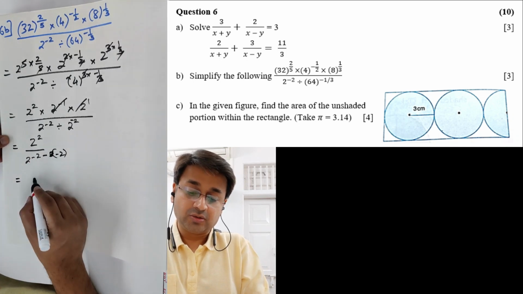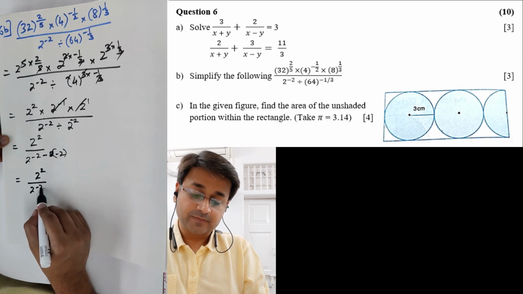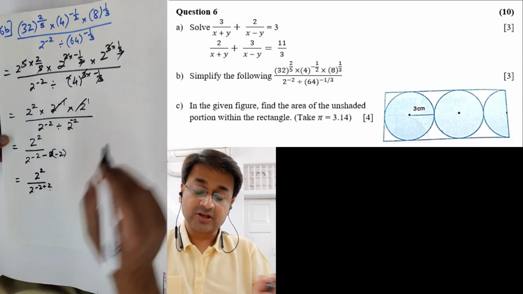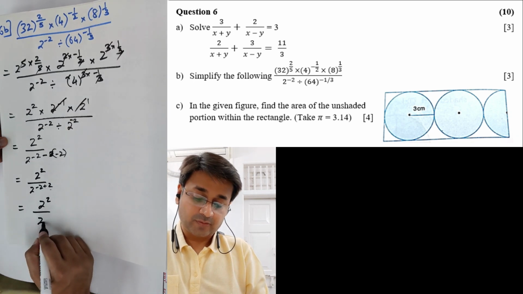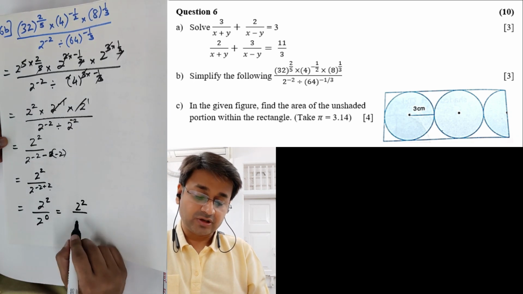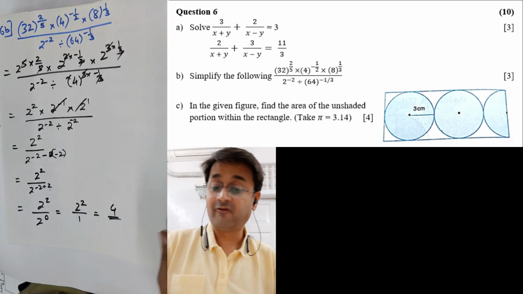So basically 2 raised to 2, 2 raised to minus 2 plus 2. So minus 2 plus 2 is going to give you 0. So basically 2 raised to 2 upon 2 raised to 0. So 2 raised to 0, anything raised to 0 is 1. So 2 square will become 4.